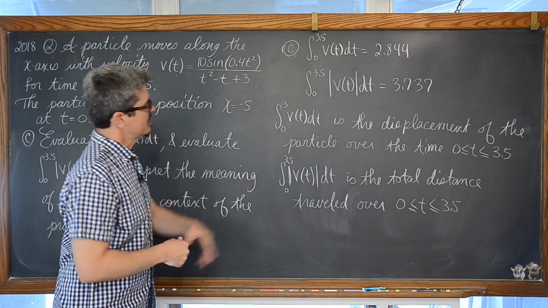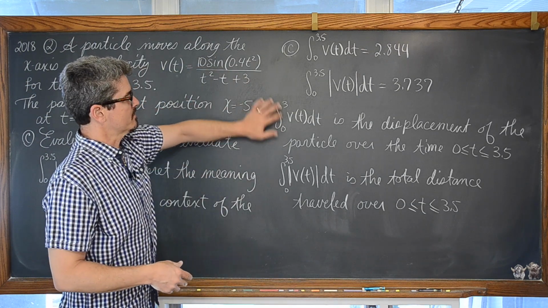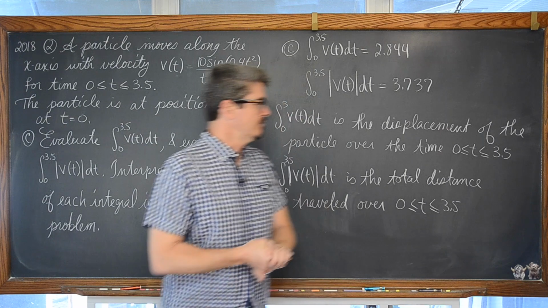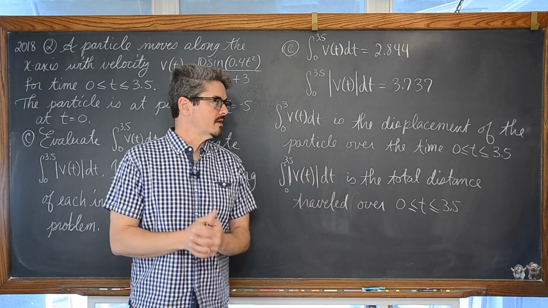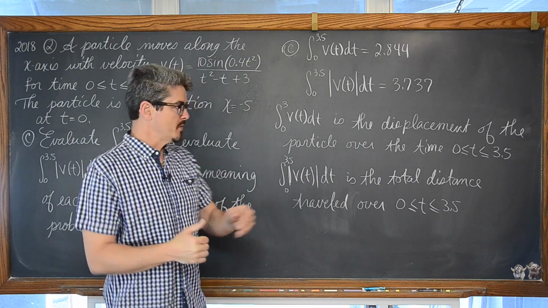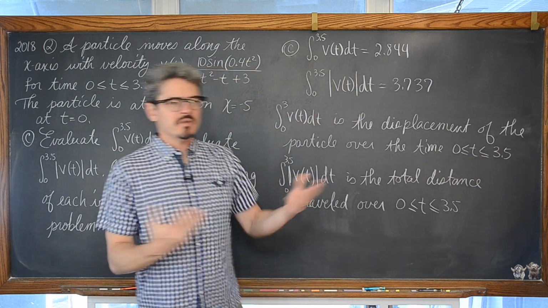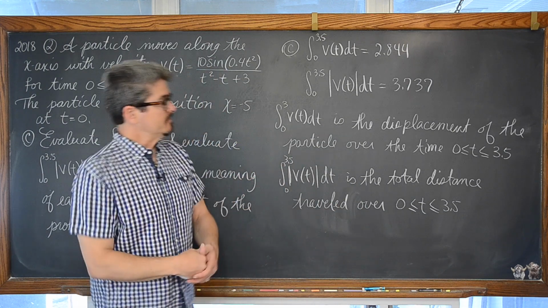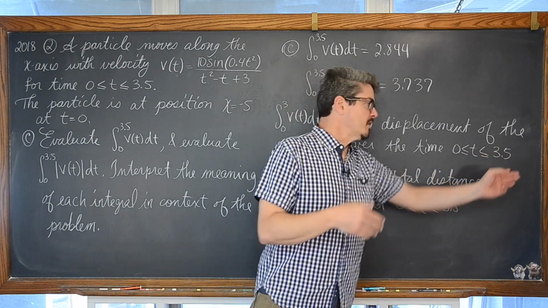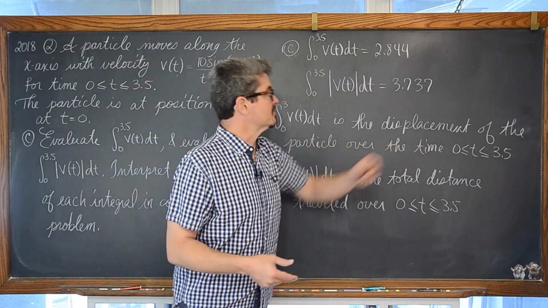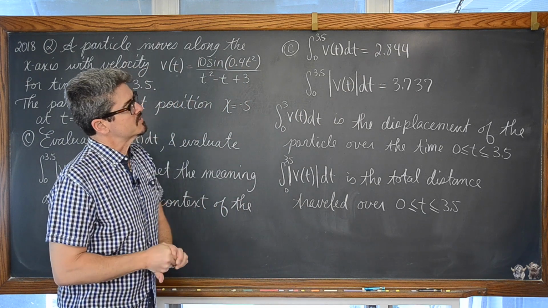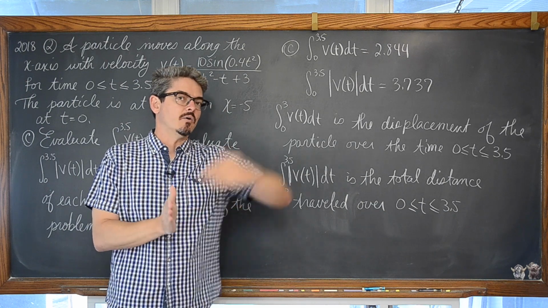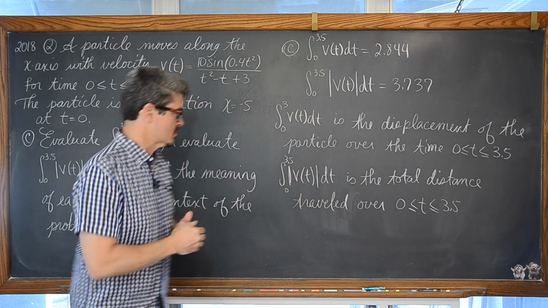So again, our conclusion here, or our interpretation, is that the definite integral from 0 to 3.5 of v of t dt is the displacement of the particle over the time period of t being greater than or equal to 0 and less than or equal to 3.5. So between the time period of 0 and 3.5, we really don't know how far to the right or left that particle moved, but its final resting place, or its position, 3.5 seconds or units of time after 0, is a displacement of 2.844. So finally, its position right now is that far to the right from its initial position.